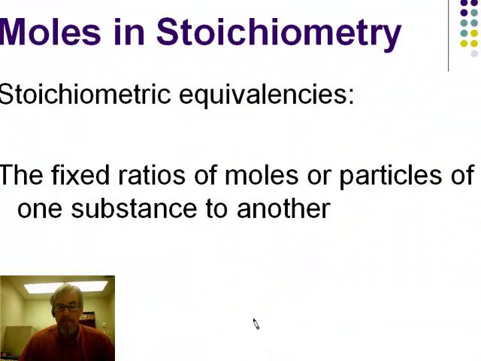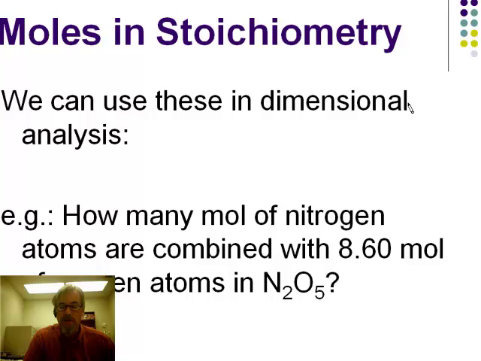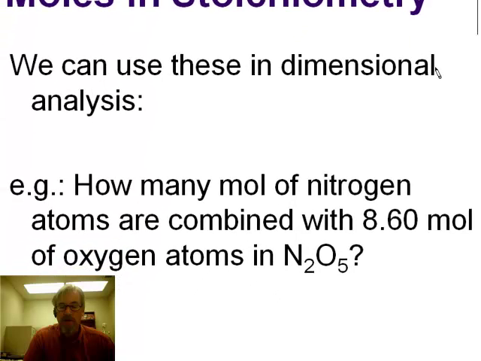Stoichiometric equivalencies, or what we sometimes call mole ratios, are just the fixed ratios of moles or particles, which could be atoms, ions, or molecules, of one substance to another. Stoichiometric equivalencies is a kind of fancier term. These are useful in dimensional analysis type problem solving, like using this problem, for example.